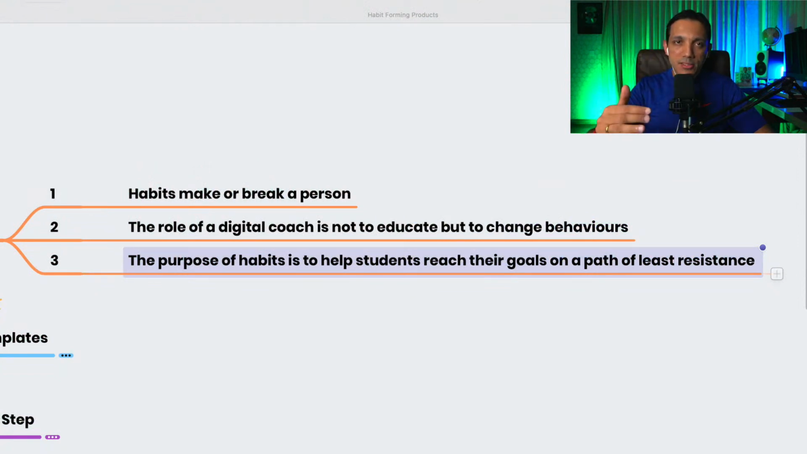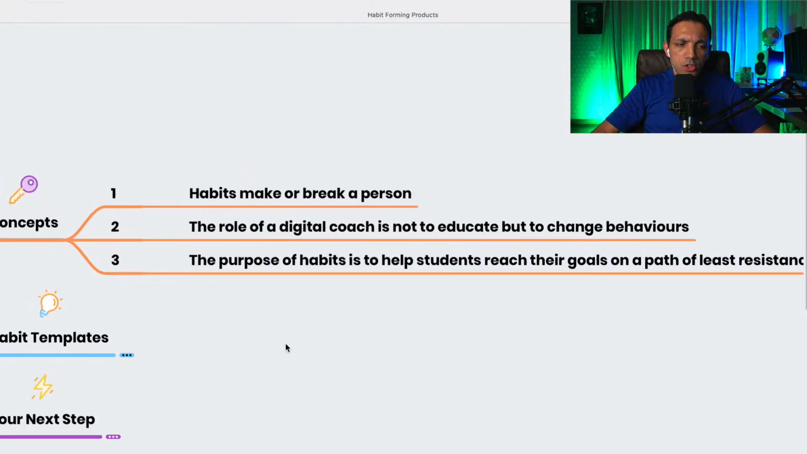So the purpose of habits: maybe you're going to give them some habits or a practicing ritual or a routine, something they do on a daily basis, so that it helps them enhance their learning and their assimilation of that knowledge. That's going to get them to reach their goal on a path of least resistance.